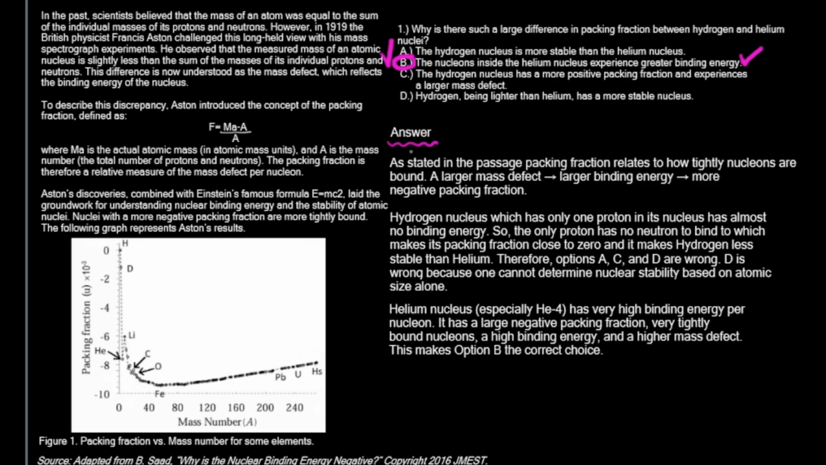D is wrong because one cannot determine nuclear stability based on atomic size alone. The helium 4 nucleus has a very high binding energy per nucleon. It has a large negative packing fraction, very tightly bound nucleons, high binding energy, and a high mass defect. This makes option B the correct choice.